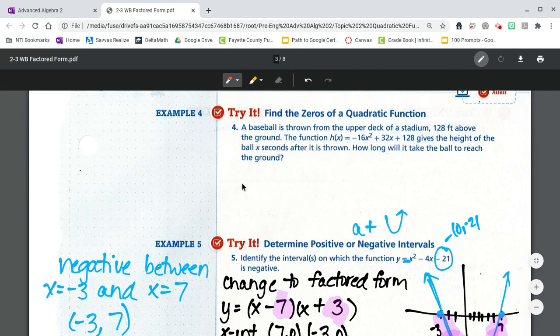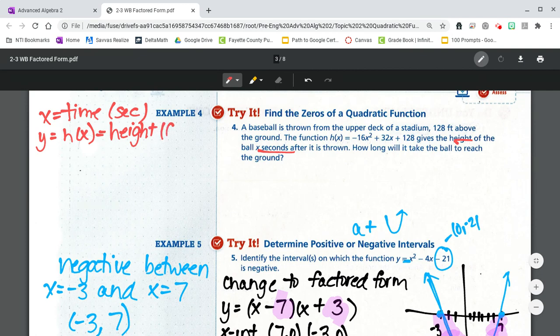Okay, well, the first thing we want to do is figure out what x stands for and what y stands for. So x is going to represent what? Let's see, does it tell me x seconds? So that tells me that x is time, and time in seconds. Y, in other words, h of x, is, let's see, the function gives the height. So that is height in terms of feet.